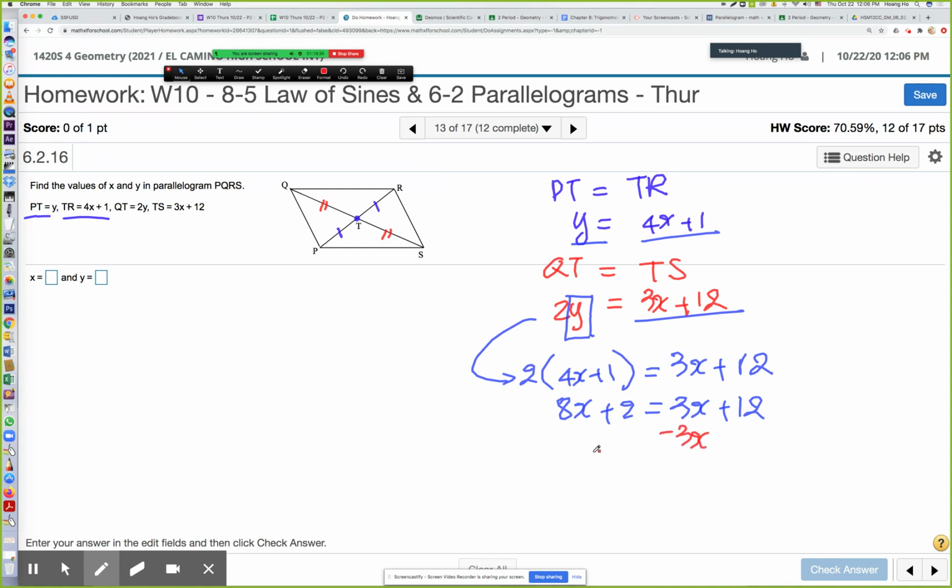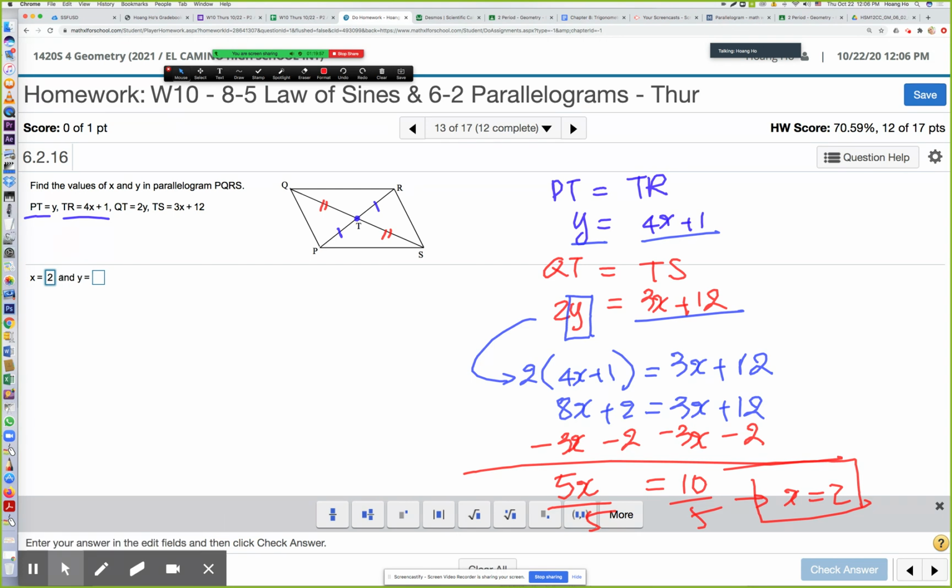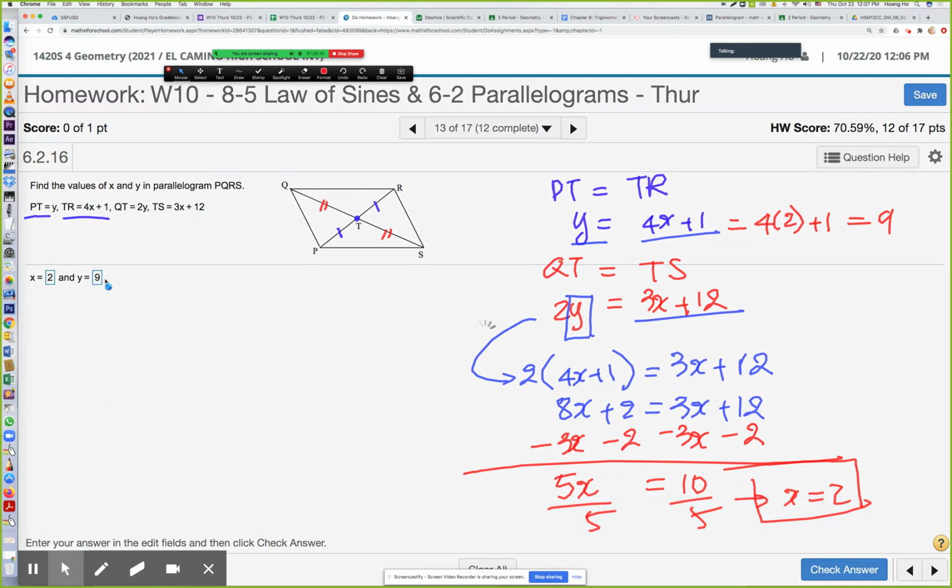So I subtract 3x on both sides. I come out 5x. I solve for x. I don't want the 2 here, so I subtract 2 on both sides. I come out 5x equal 10. Divide by 5 on both sides. So x equal 2. Then y equal 4x plus 1, but x equal 2, so put it in. So y equal 9. I put right here y equal 9, and then I'm done.